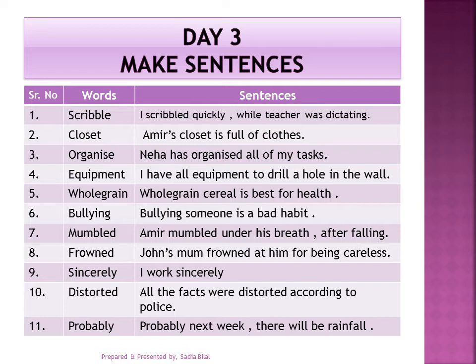Next, whole grain. Whole grain cereal is best for health. The sixth one is bullying. Bullying someone is a bad habit. Seventh is mumbled. Amir mumbled under his breath after falling. Eighth, frowned. John's mum frowned at him for being careless. Ninth, sincerely. I work sincerely.